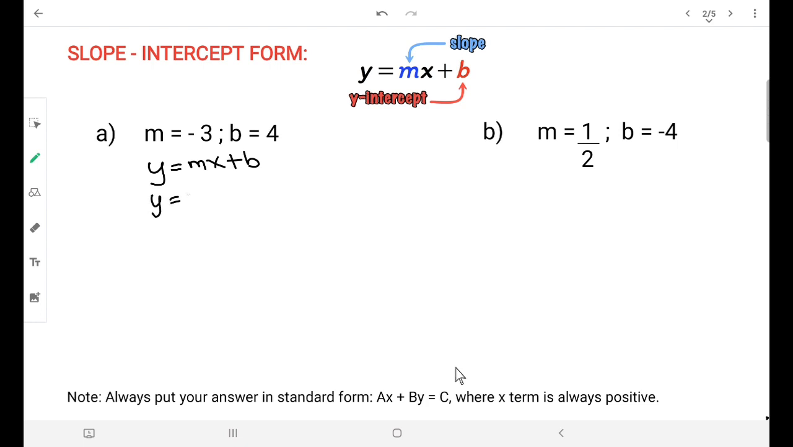So you have y equals, what is the value of m, the slope? Negative 3x plus 4. Take note, we should always put our answer in standard form, ax plus by equals c: x term, y term on the left-hand side, and the constant term on the right-hand side, where x is always positive. So we need to transfer the negative 3x to the left-hand side. How do we do that? We add positive 3x to both sides. We will have 3x plus y, this becomes 0, positive 4. So 3x plus y equals 4. Are we done? Yes, because we have the x and y terms on the left-hand side, the constant term on the right-hand side, and x is positive.